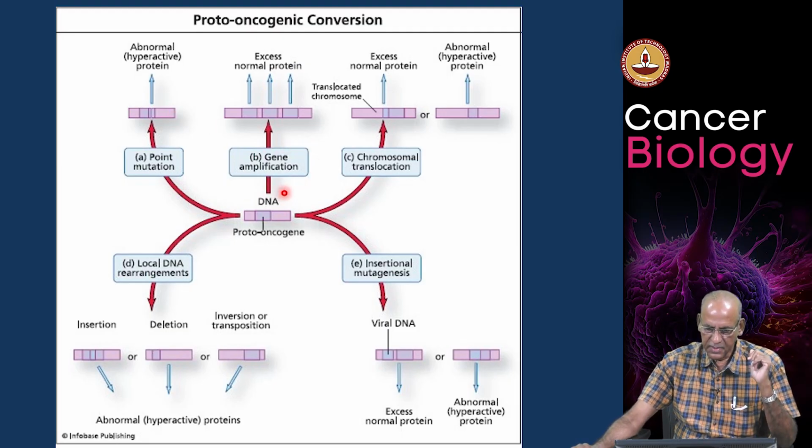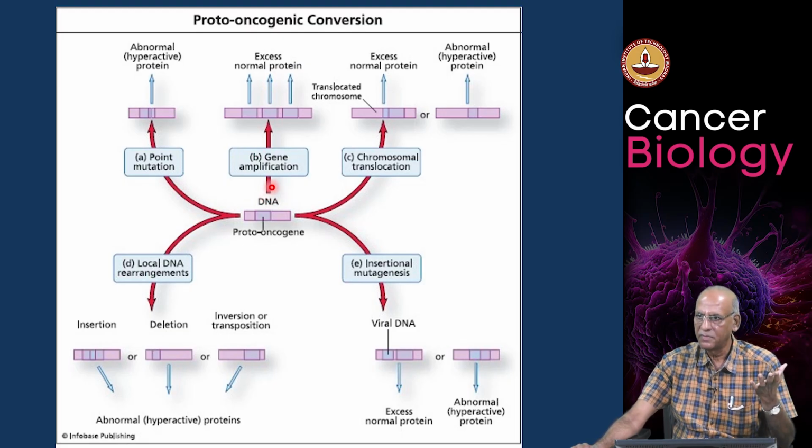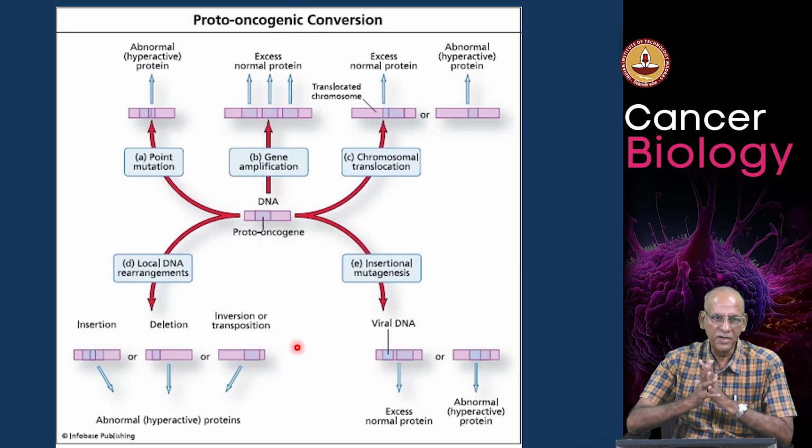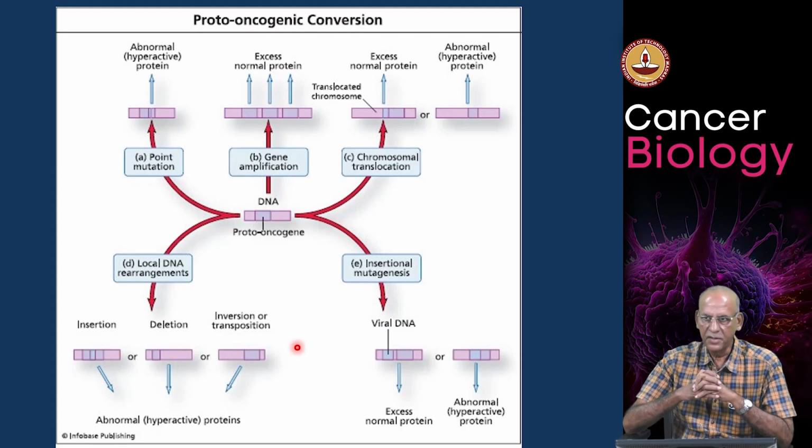The other mechanism is by gene amplification. Here, the protein is not really mutated or anything, it is simply amplified. The quantity increases, excess normal protein, the protein is normal only. You can easily understand this. See, food can also become poison if you take it in excess, they say. Even amrit will be poison, they say, if taken in excess. So, the dose, if something is produced in extra large quantities, then that can get you into trouble.